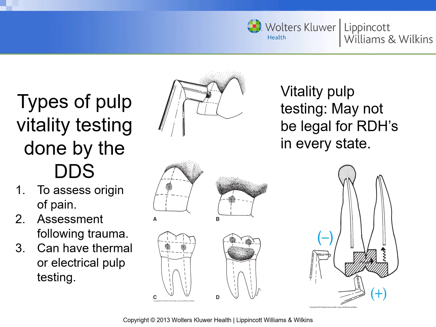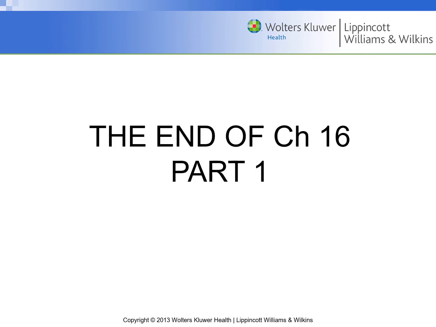Usually it's done by the dentist, and it can be done in different ways. You can have thermal testing, which uses heat and cold. You can have electrical pulp testing. These are two different types of testing, and which one is used depends on the tooth. So this is the end of chapter 16 of part 1.